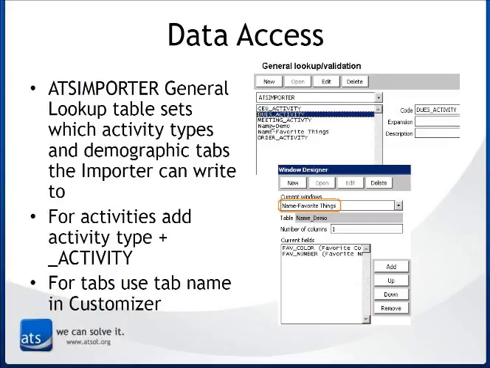You would do the same thing for demographic tables. If you want to import information into demographic tables, you would put the name of the demographic table in this ATS Importer general lookup validation table. And you'll see, go back here, you want to grab the name under the window designer, not the information that you have as your header. So you'd want to make sure you're in the UD table itself and looking at the window and get the name from the current window name.